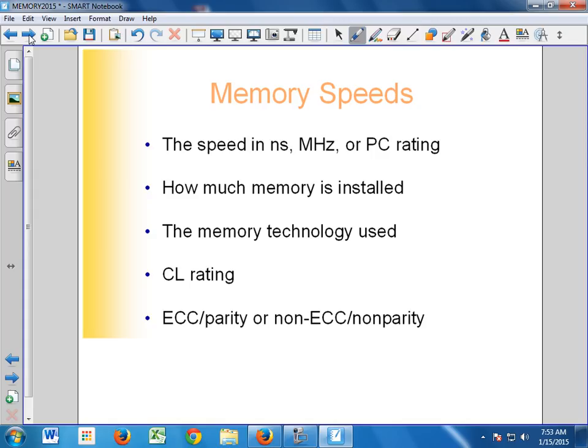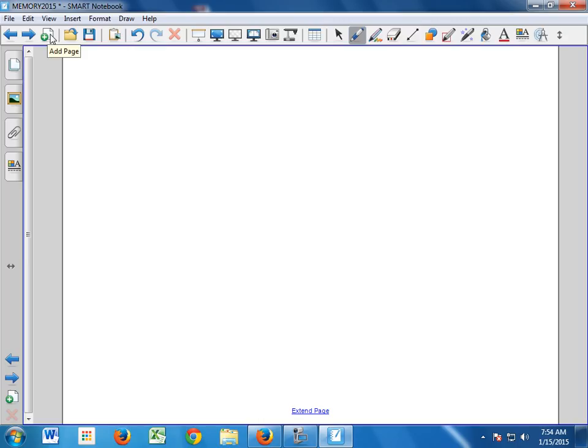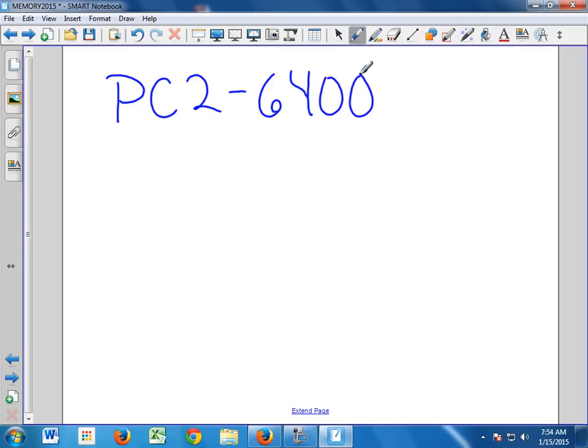So when I look at memory, this is how I look at the speed. The first thing I'm going to look at is really the megahertz, and the PC rating. When I look at memory like this one, I'll look at this stick of RAM right here, since I've got it in my hand, okay? It says it is PC2 6400 RAM, and it runs at 666 megahertz. This is all off the sticker that I'm reading. Okay.